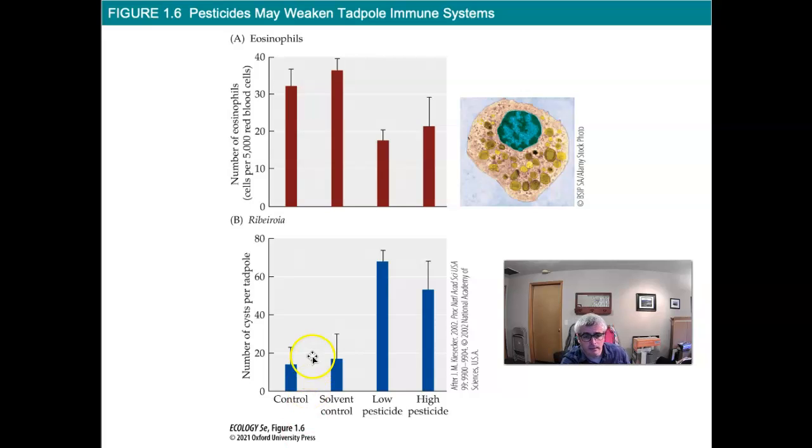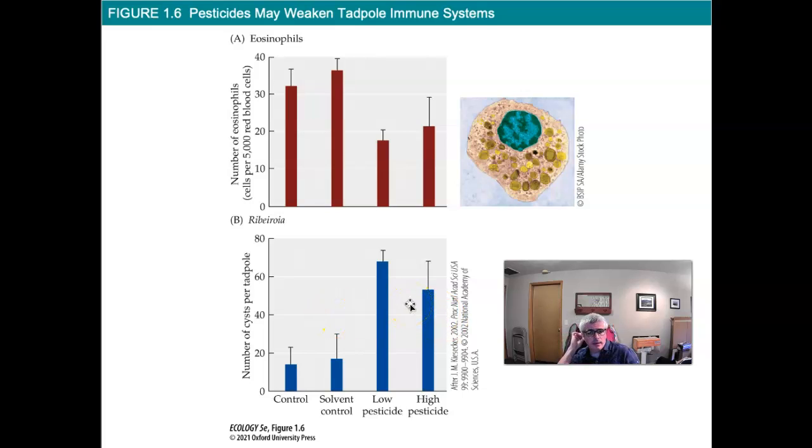And then the number of cysts per tadpole. So this is looking at the actual infection rate, the number of cysts per tadpole. For the control and the solvent control, 15 or so, and that number jumps way up for the pesticides, both the low and the high pesticides, are over 65, 70 here, and 50-ish here with a larger error bar. So these are quite a lot different.